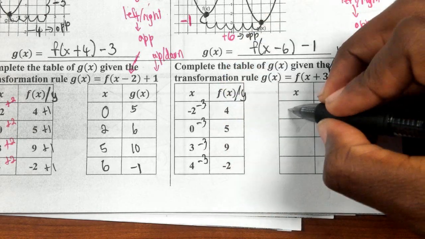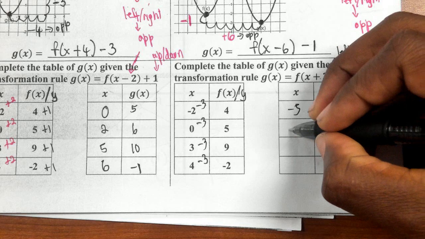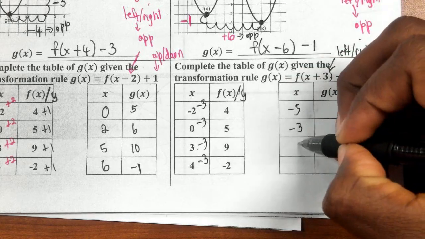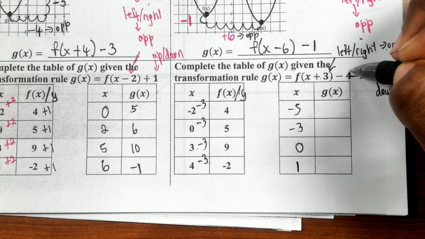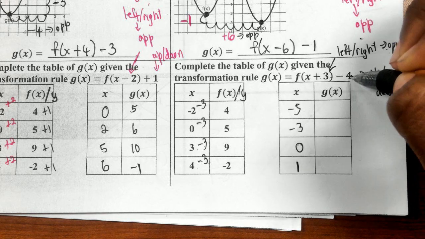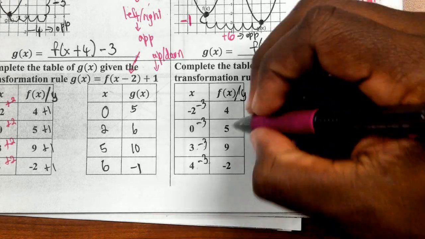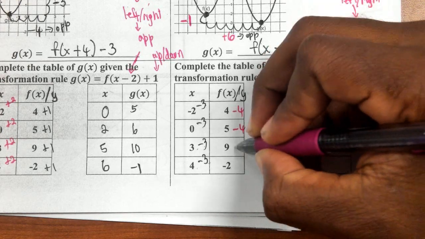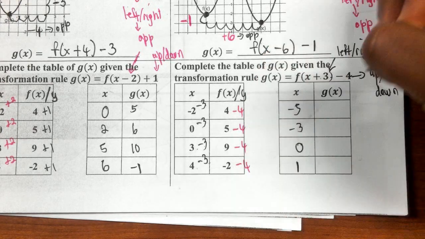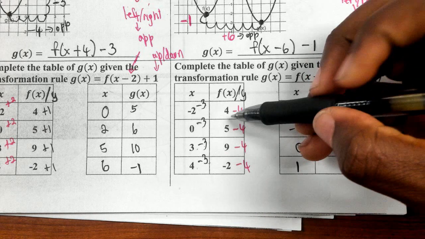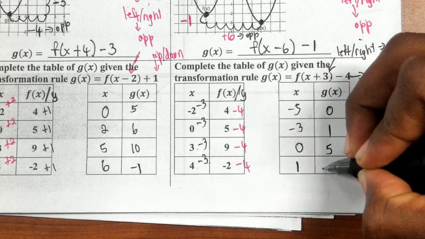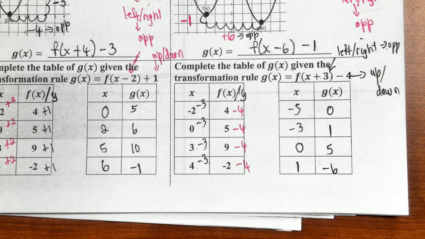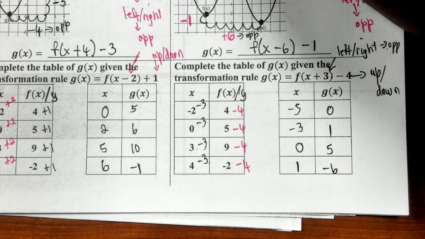Negative 2 minus 3 is negative 5. This minus 3 is negative 3. Minus 3, 0. Minus 3, 1. Here, this number on the outside affects your y value. So all I'm going to do is subtract 4 from my y value. Because do I need to do the opposite of that number on the outside? No. So 4 take away 4, that would be 0. Then 1, then 5, then negative 6.